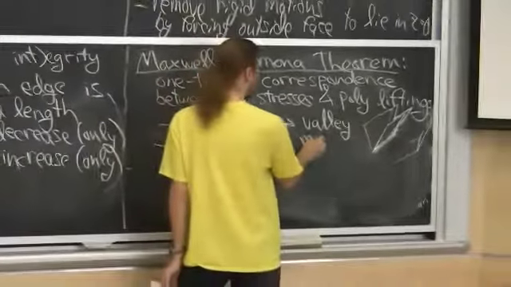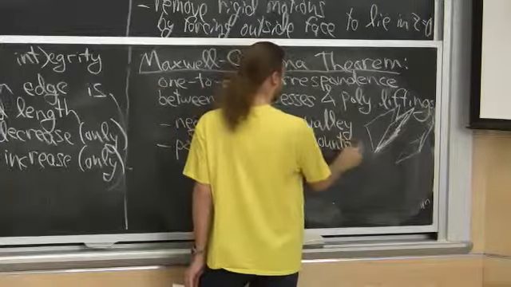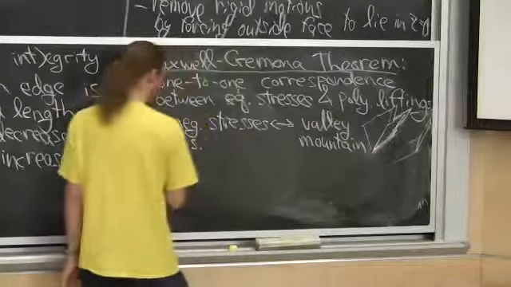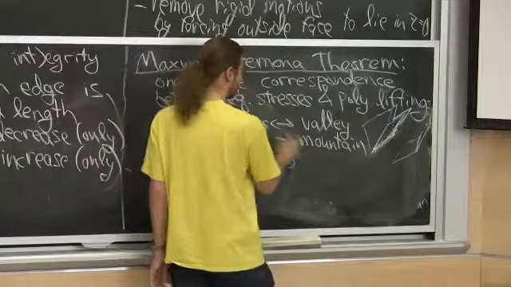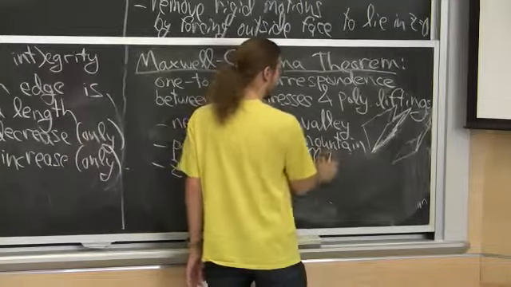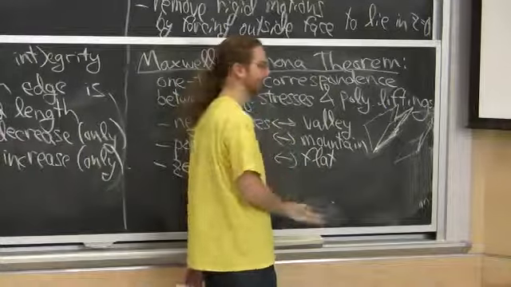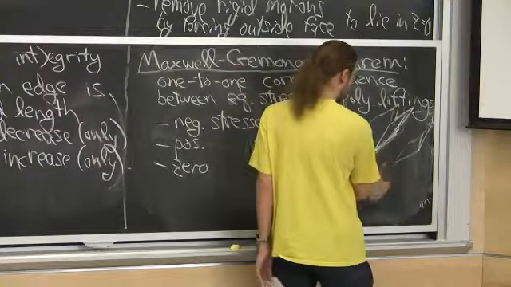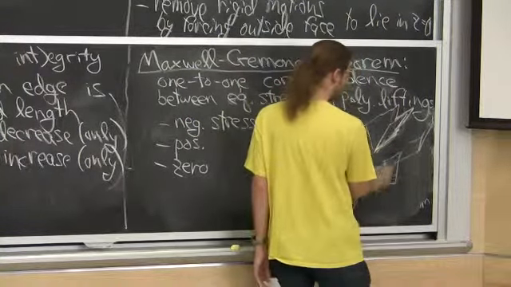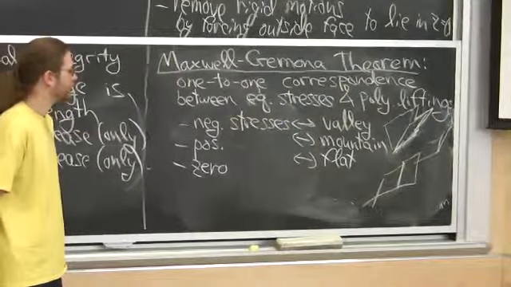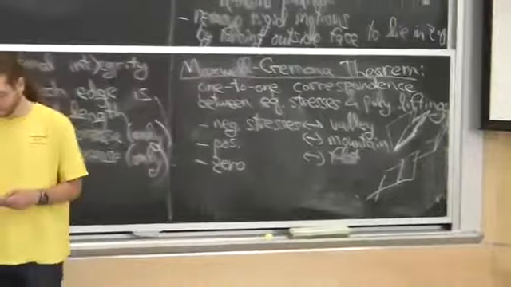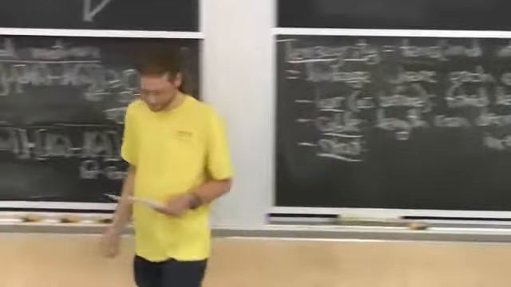A positive stress corresponds to a mountain, which is the same picture upside down. A 0 stress corresponds to a flat angle. Doesn't have to be horizontal, but it has to be flat. So it could be like this. I'm going to need this in a moment, proving the next thing.